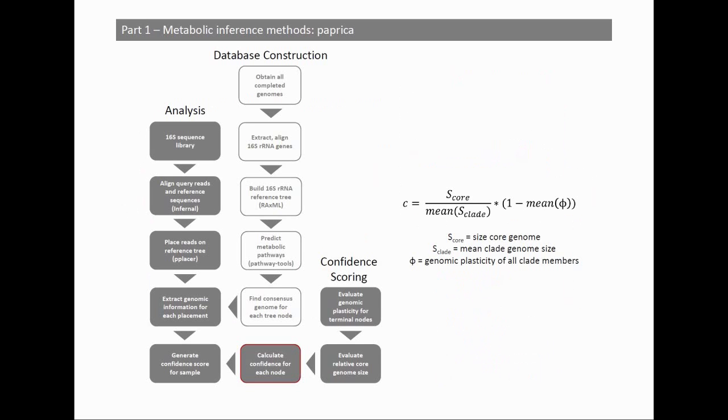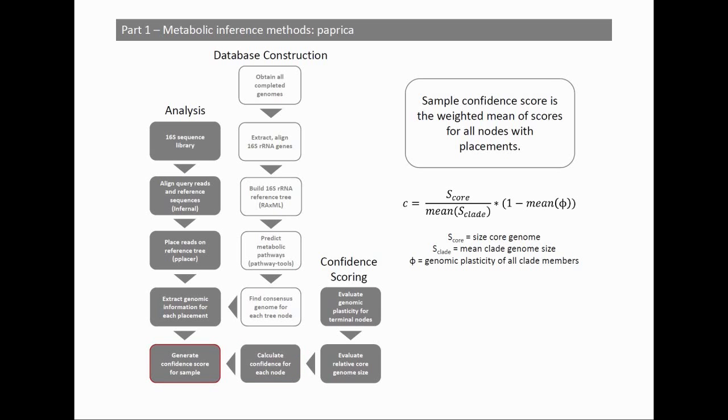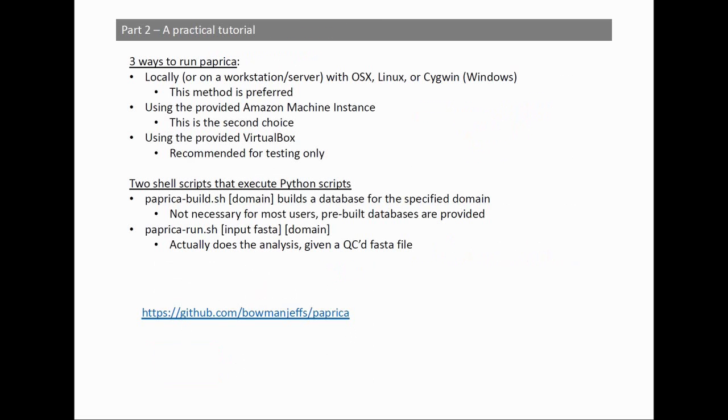All right, so we have phi, our measured genomic plasticity. We have our mean clade genome size, and we have our mean core genome size. We use this information to build a confidence calculation for each node. Taking the mean of all of the nodes for a given sample gives us a confidence score for that sample. All right, so that's really how PAPRICA works from a database and analysis standpoint.